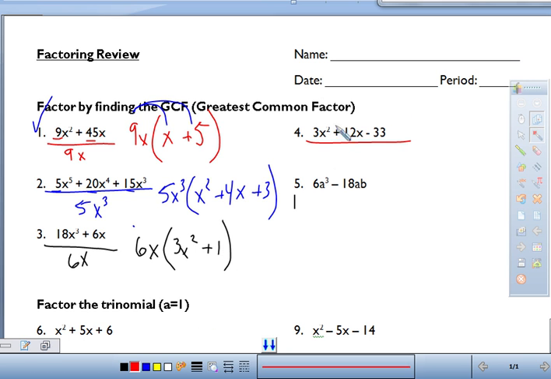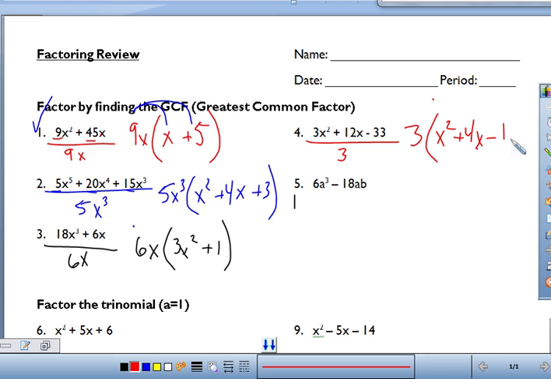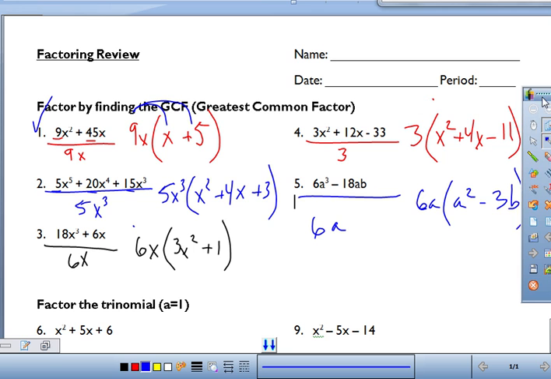We'll do the same thing up here. I see a 3 goes into each. Now I can't take an x out because this negative 33 does not have an x term. So I'm going to remove a 3. Now 3x squared divided by 3 is just 1x squared plus a 4x minus 11. So we're just essentially finding what divisor, what goes into every term within the polynomial. And there we go with our greatest common factor.